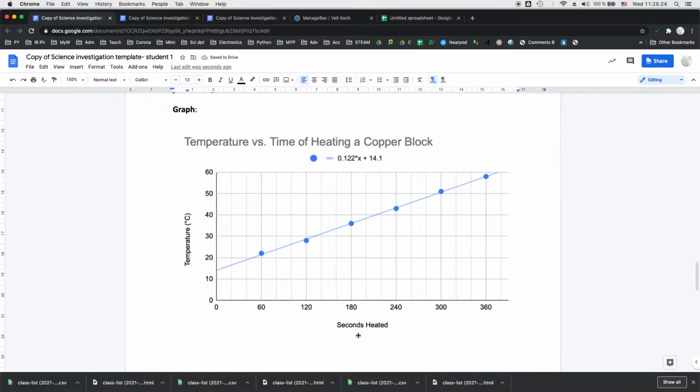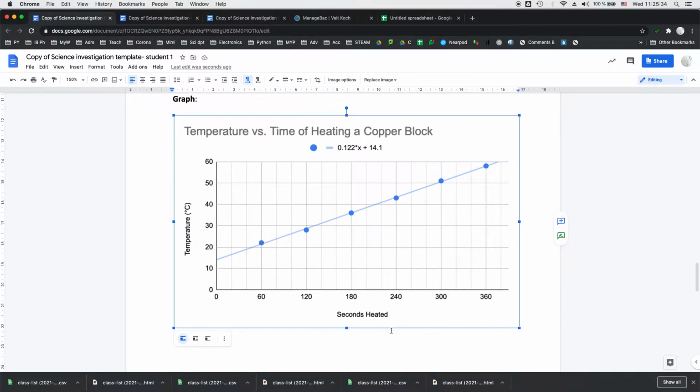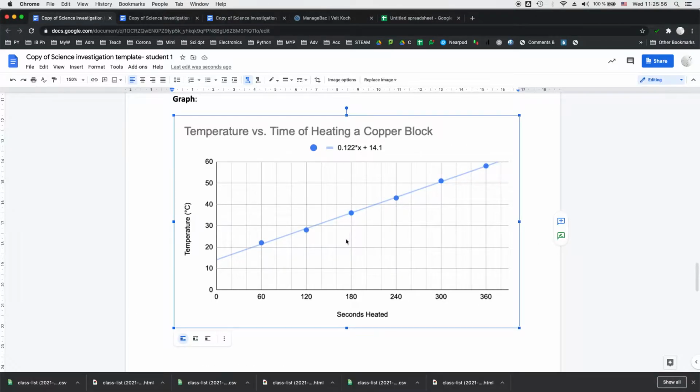Then the graph says here the temperature and the seconds heated. This should actually be the time heated, in brackets seconds. That would be ideal. So let's have a look at what it says here. I would say the graphs are well organized with descriptive titles, correct precision, and units. So the units here are not that well organized. It should be time and seconds, as I just said.